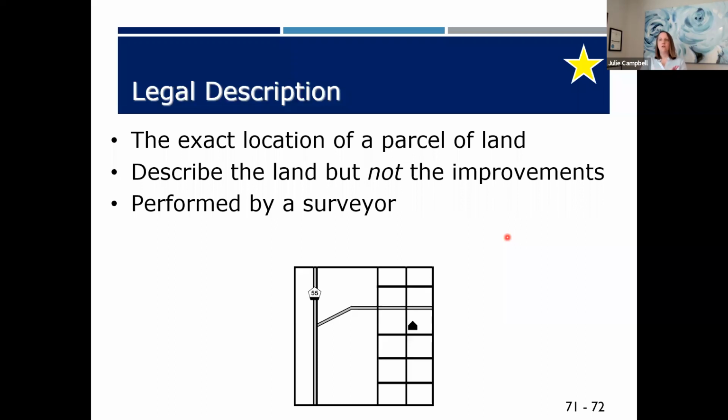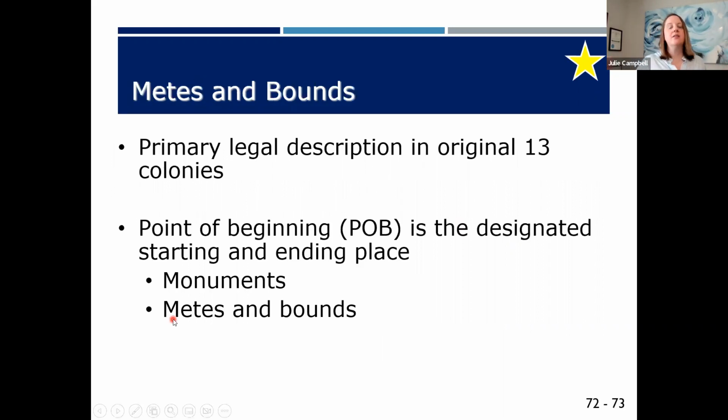There are 4 different ways that we can use to identify the property lines. The first method of identifying the property line is something called metes and bounds. Metes and bounds is how we primarily define the legal description in the original 13 colonies. And yes, North Carolina is one of the original 13. Metes and bounds is what we use the most often in North Carolina.